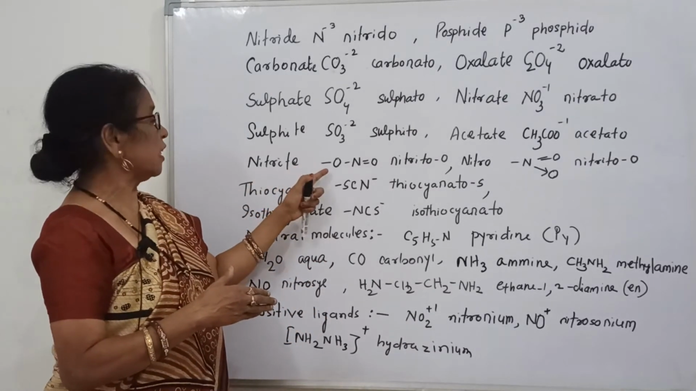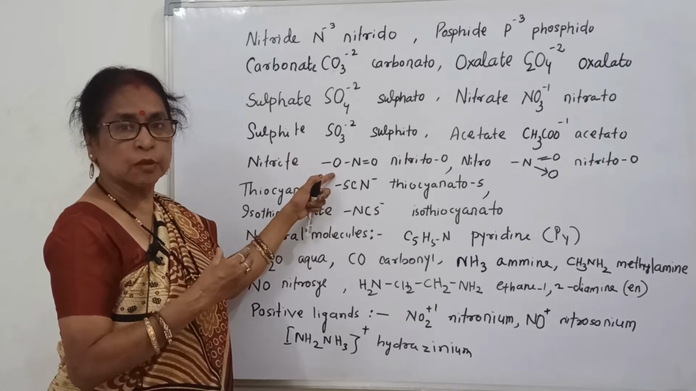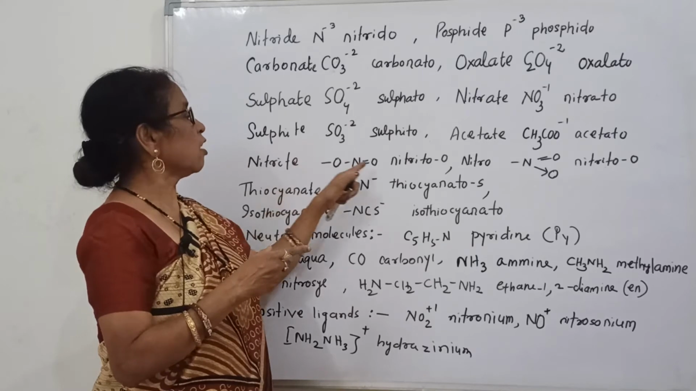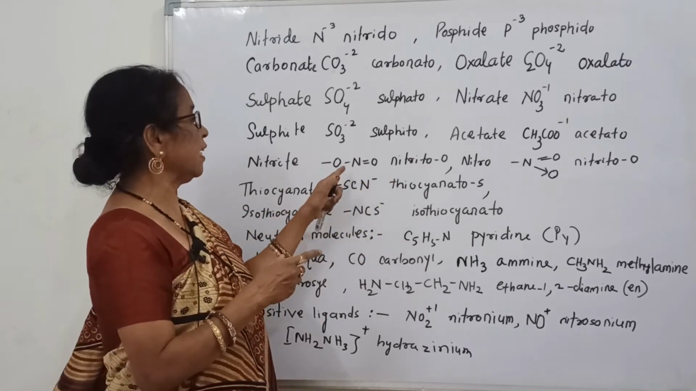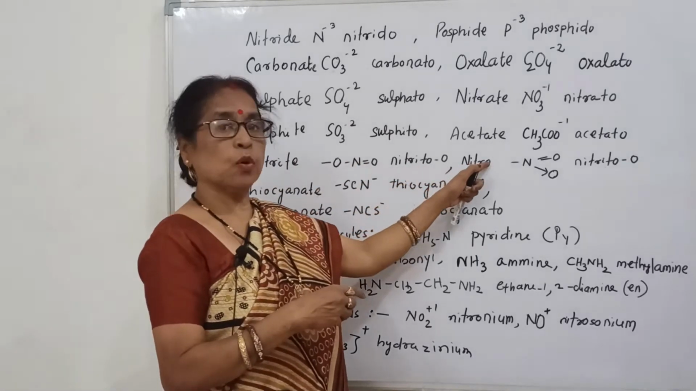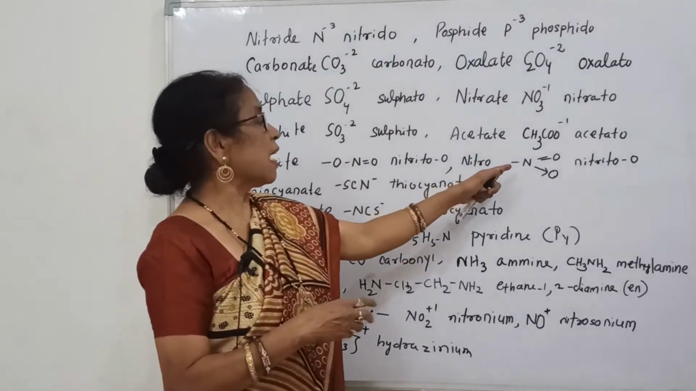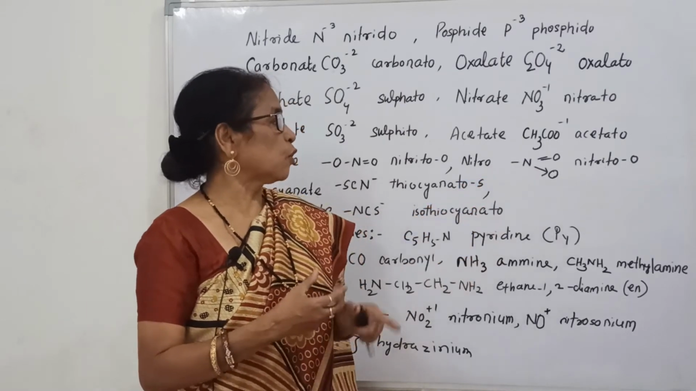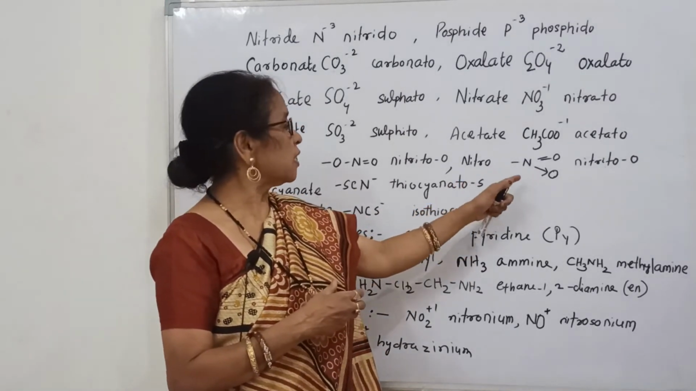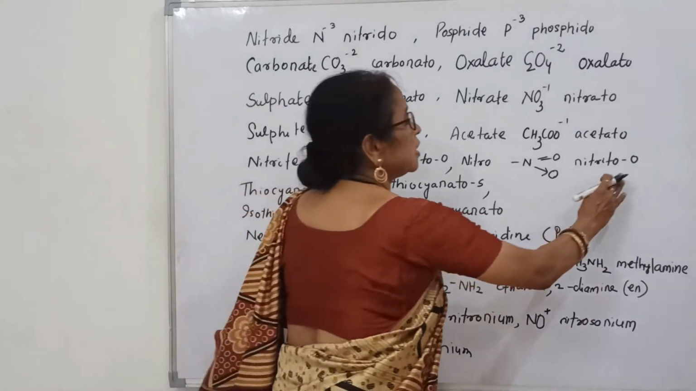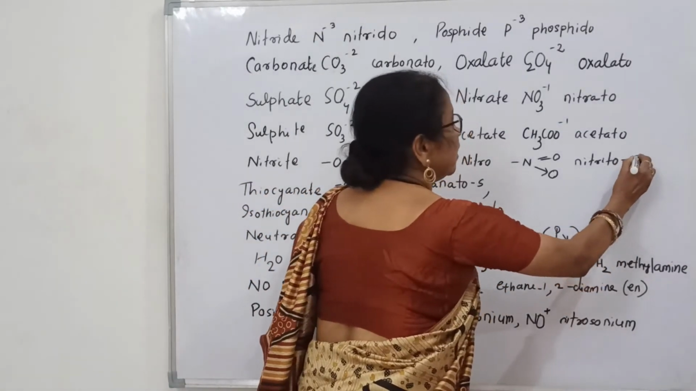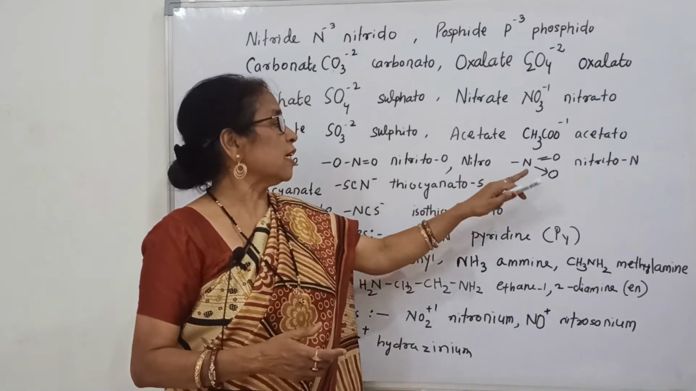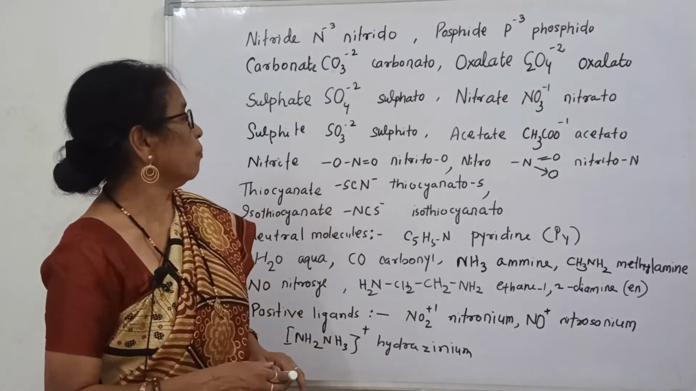Nitrite, that is linked with oxygen, the metal atom is linked to the oxygen. Then here, since oxygen is linked to the metal atom, this is called nitrito-O. And here nitro, that means nitrogen is linked to the metal atom, so it is called nitrito-N. O means that O is linked, sorry, it is not O, this is N. Now here nitrogen is linked to the central metal atom, that is why it is called nitrito-N.